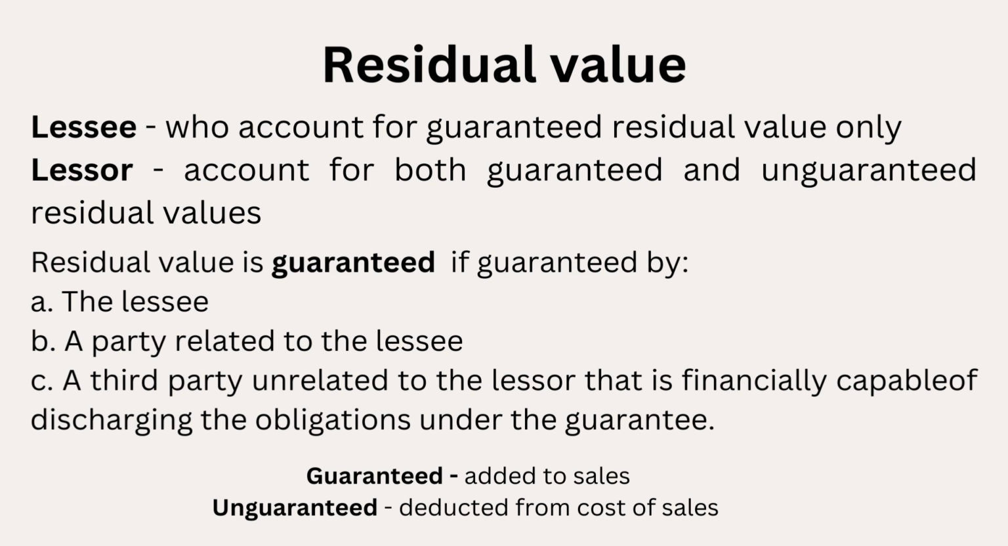Yung kay lessor naman, account for both guaranteed and unguaranteed residual values. Residual value is guaranteed if guaranteed by the lease, a party related to the lessee, a third party unrelated to the lessor that is financially capable of discharging the obligation under the guarantee. Yung guaranteed is added to sales and unguaranteed is deducted from cost of sales.